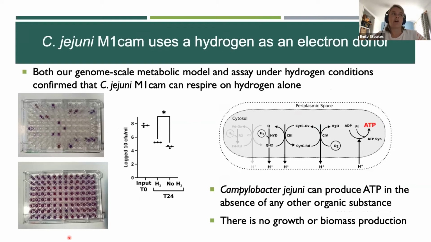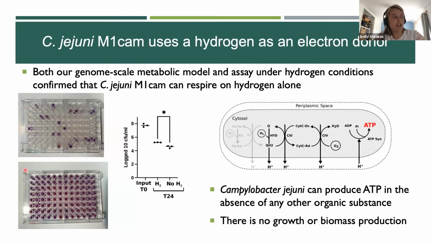First up, it's not surprising that M1cam can use hydrogen as an electron donor, but both our genome-scale metabolic model and our assay under hydrogen conditions confirmed this. On the left here are the plates that actually came out of the experiment. This is the non-hydrogen containing condition, the top, and you can see that there are many wells where there is no respiration happening. Well A1 here has no carbon source, so it's almost like a negative control, and you can see that M1cam can't respire without any carbon source present.